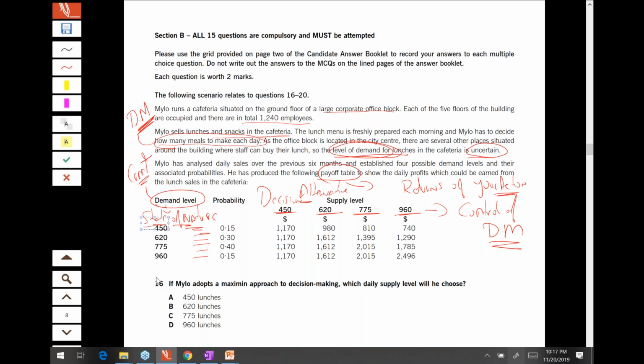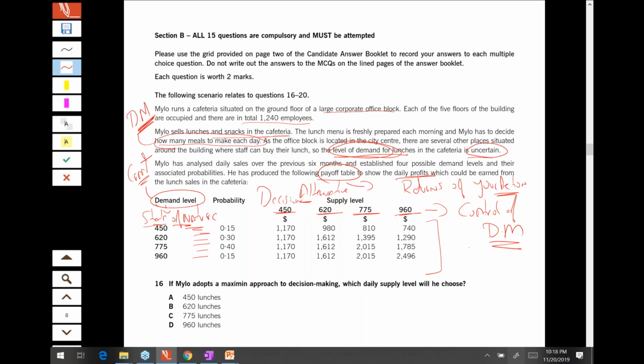Because you cannot control, because you don't know what will happen, that is why you have probabilities. So this is a payoff table where you can see daily payoffs. Payoff, as I mentioned, could be profit, loss, whatever it is. So these are basically the payoffs, which is the profits the company will earn.